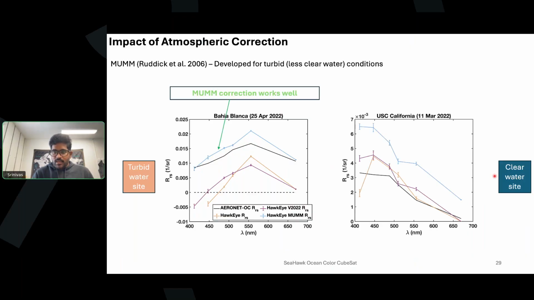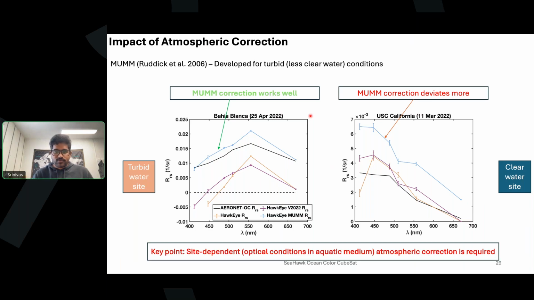But if you take USC California, which is another Aeronet OC site, and in this site, if you apply MUMM correction to the Hawkeye image, it deviates significantly from the Aeronet OC in situ data. This again makes sense because MUMM correction is designed for turbid waters, so it may not work well in the open ocean waters. So what we need is an atmospheric correction which is site dependent and that is catered to the optical conditions observed in the aquatic medium.